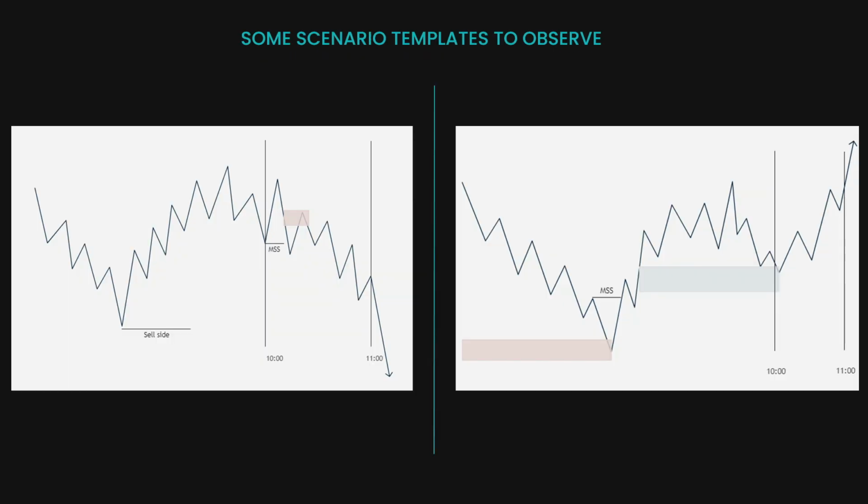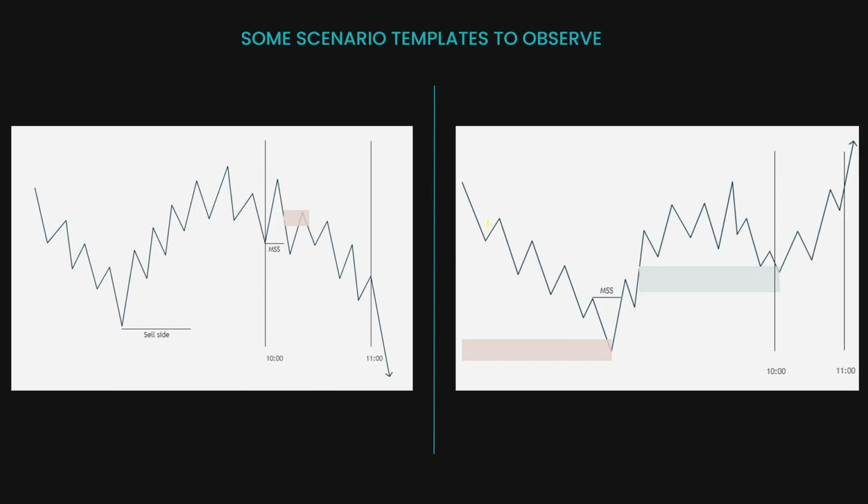Next, here are some scenarios or templates to observe the silver bullet. As you can see, what is the external liquidity? Here the sell side is residing. You have to identify it on the 1 hour time frame. When the time starts, your time frame should be 5 minute, 3 minute or 1 minute, whichever you feel comfortable with. As you can see on the lower time frame, buy side taken, sell side taken, and the fair value gap tapped, we will enter here and then it goes to the sell side.